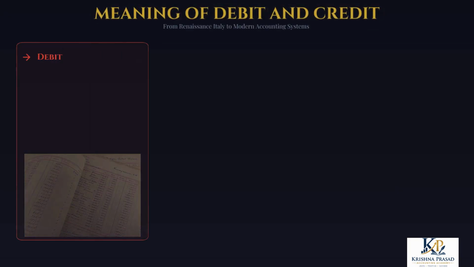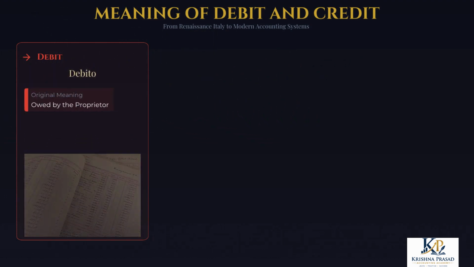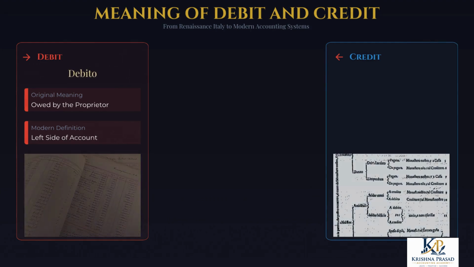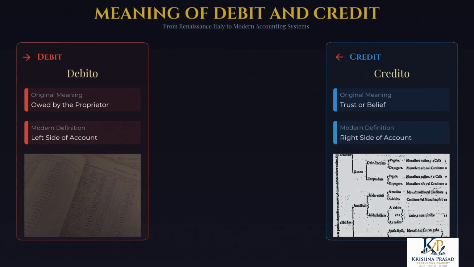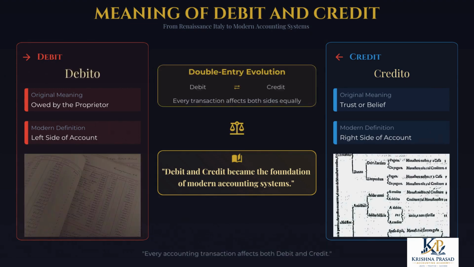The word debit comes from the Italian word debito, meaning owed by the proprietor. The word credit comes from the Italian word credito, meaning trust or belief. These concepts became the foundation of modern accounting systems.